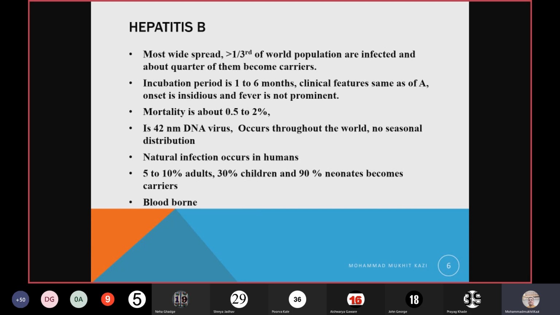5 to 10% of adults, 30% of children, and 90% of neonates become carriers. So it is very dangerous if a mother transmits infection to her baby. So that baby may turn out to be a chronic carrier. And it is mainly blood-borne. So if I'm positive for hepatitis B and I'm donating my blood, I'm also transmitting the infection.